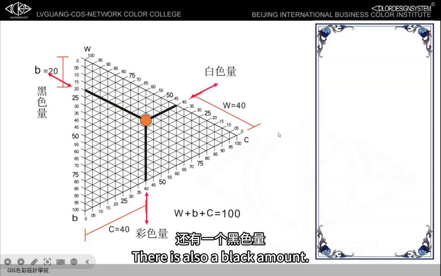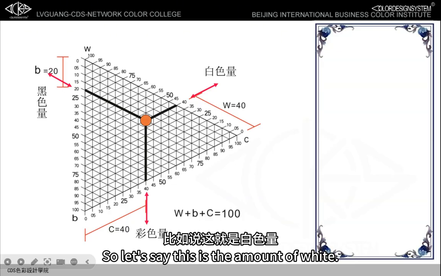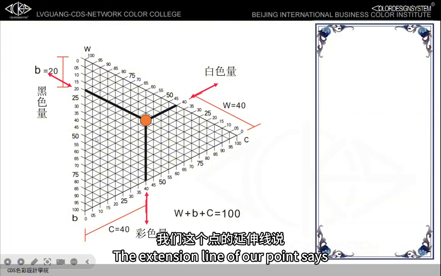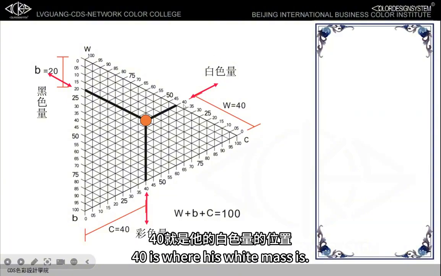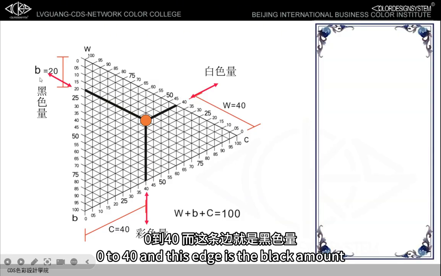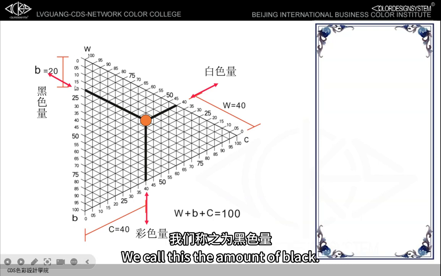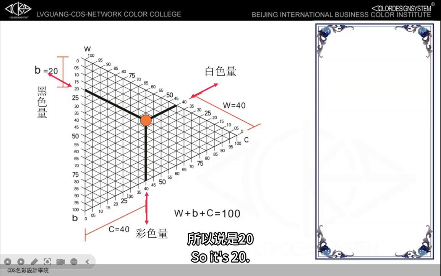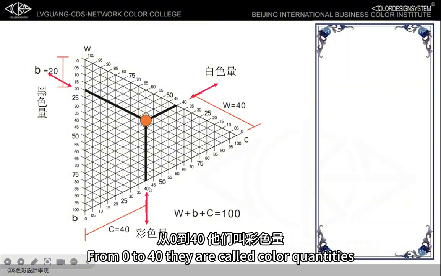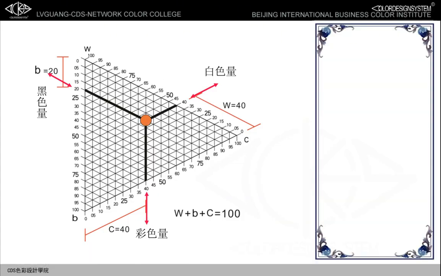There is also a black amount. It's the point where these three sides intersect. So let's say this is the amount of white: the extension line of our point says 40, that is where its white quantity is, from 0 to 40. And this edge is the black amount, between 0 and 20. We call this the amount of black. And this side, what do we call the amount of color? From 0 to 40, they are called color quantities. And the point where these three lines intersect, that's where the color is.